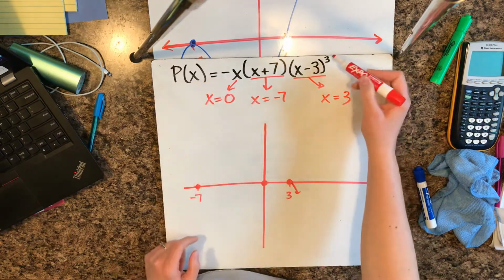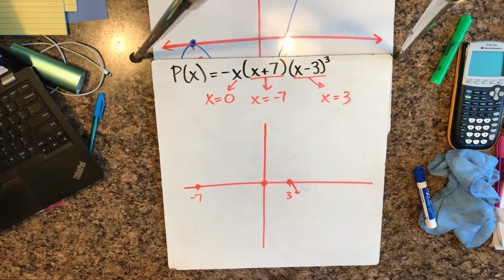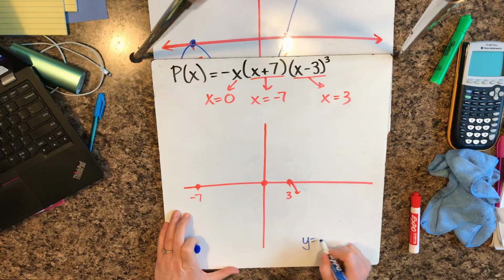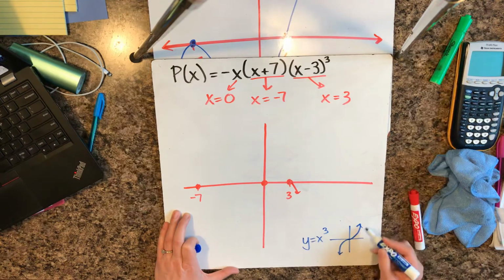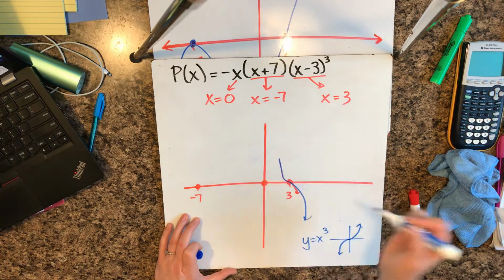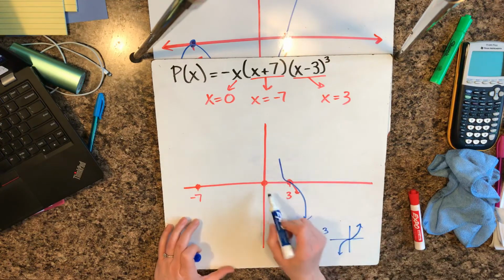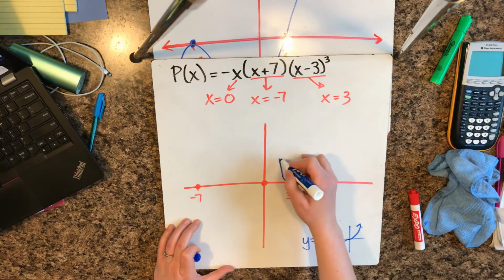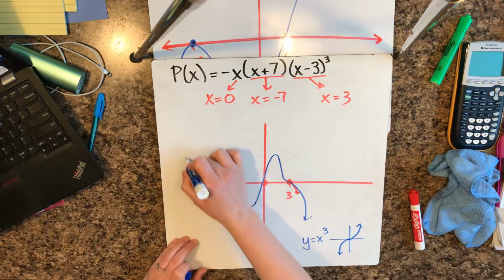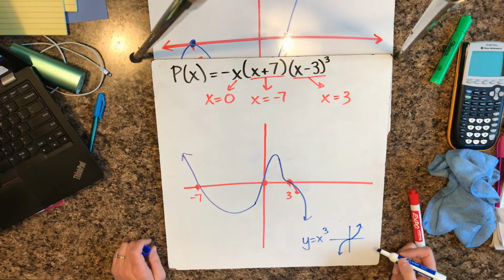Then this has a cubed at x equals 3. If you think about your regular y equals x cubed graph, it doesn't just go straight through the x-axis, it does a little lounge or a jog. So I'm going to make a jog here. Again, I don't care how high I go up, but I'm going to have to turn around and come back to 0. At some point I turn around and come back to 0, and then I come back through to the negative 7.